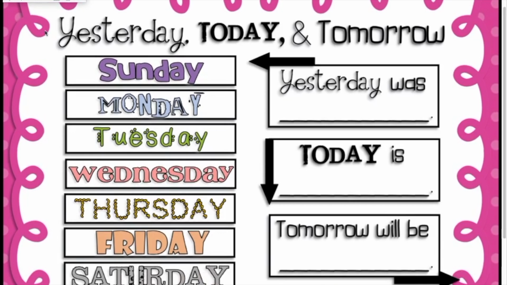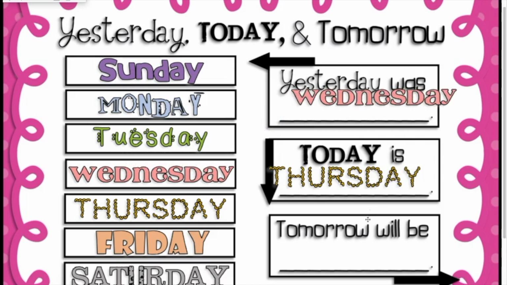Now we're going to do our days of the week. On the side here we have our days listed in order. So Sunday, Monday, Tuesday, Wednesday, Thursday, Friday, Saturday. And we have today is, yesterday was, and tomorrow will be. So today is Thursday. Yesterday was Wednesday. Tomorrow will be Friday.